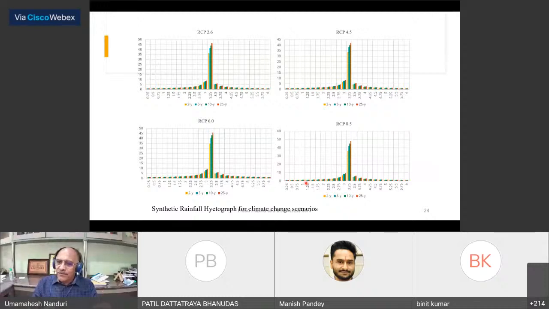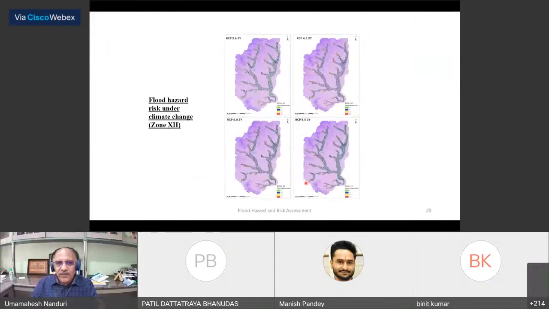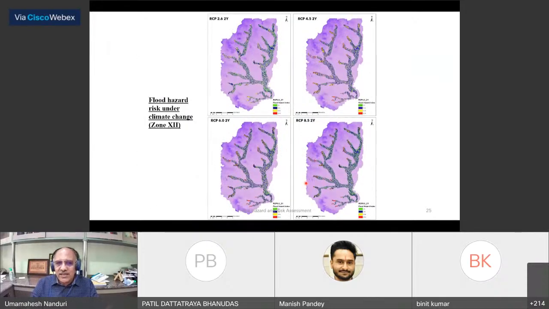And then based on the velocity and depth of inundation that's taking place, we classified the different areas into different zones, zone 1, zone 3, and another one. And then we develop this kind of flood hazard risk map under different climate change scenarios. So for example, this is for a 2 year return period flood. This is how the flood hazard zone is.